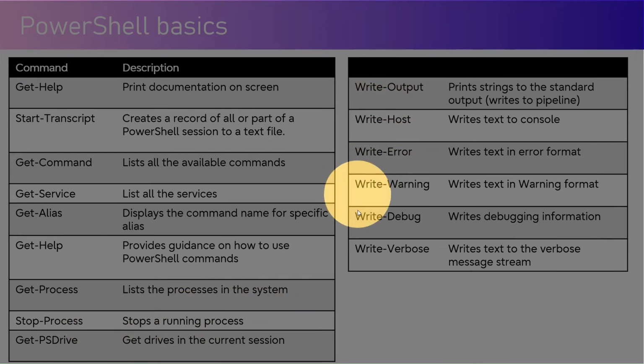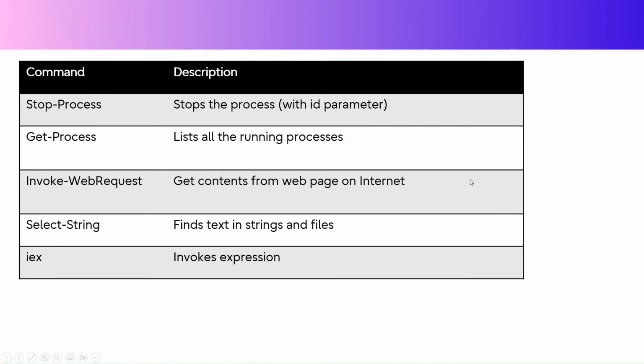And then the various writing tools like Write-Output, Write-Host, Write-Error, Write-Warning, Write-Debug, Write-Verbose. Each has a different purpose. There is a subtle difference between the various console output procedures. Error and warning write text in error and warning format. Debug and verbose are mainly used for debugging purposes. Verbose writes text to the verbose message stream. Write-Output sends strings to the standard output, and Write-Host writes text to the console. Get-Process will list all the running processes, and Stop-Process will stop the current process.